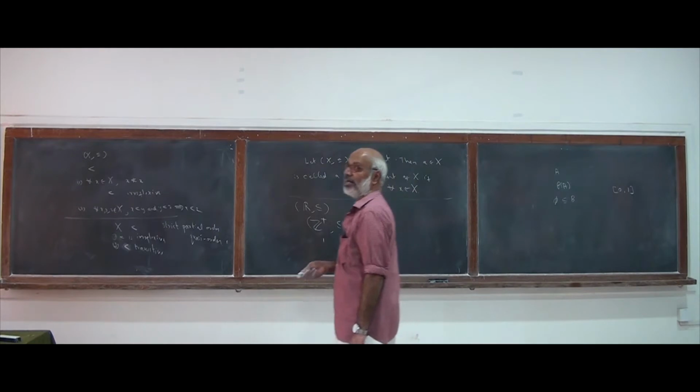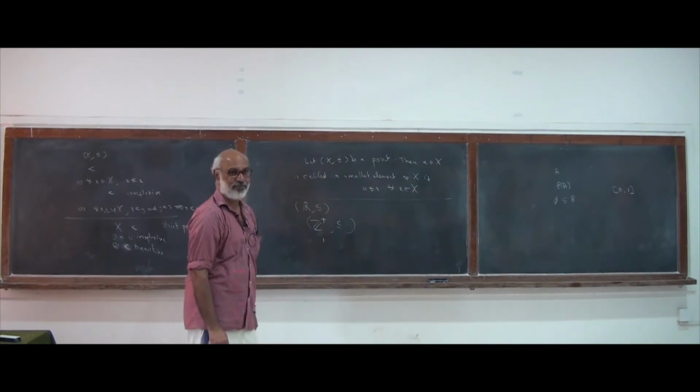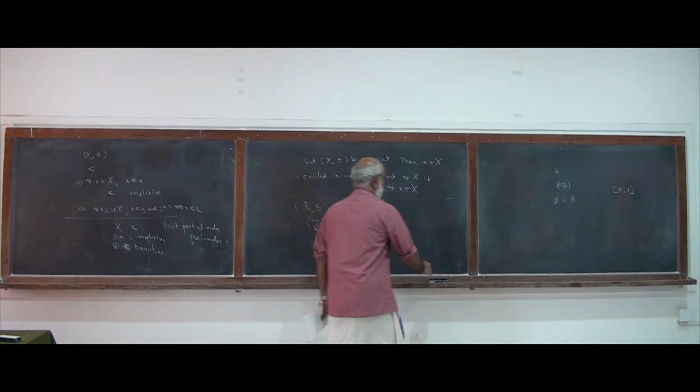But if a smallest element exists, that is unique. Suppose there are two smallest elements.